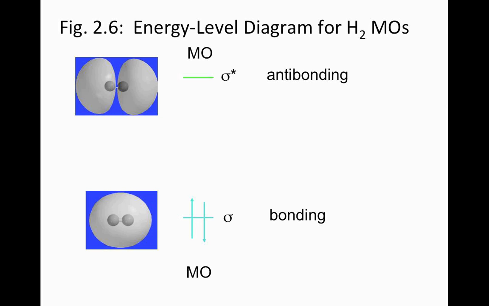As before with valence bond theory, we label the bonding orbital that forms from the combination of any two s orbitals as a sigma bond. What is more, now with molecular orbital theory, we can label the antibonding orbital a sigma star molecular orbital, indicated at the top of the slide.